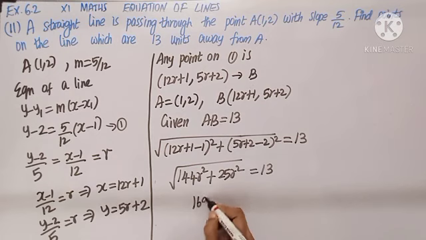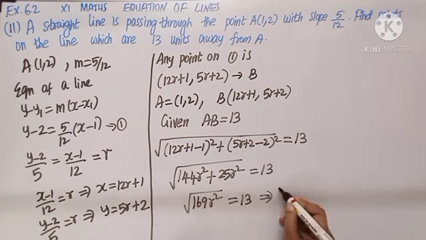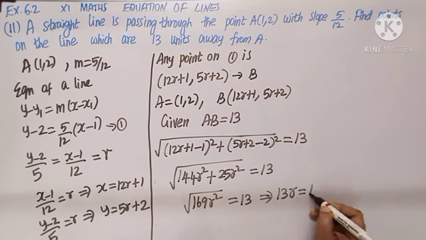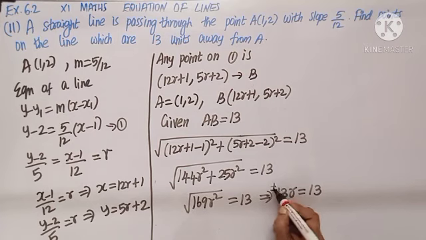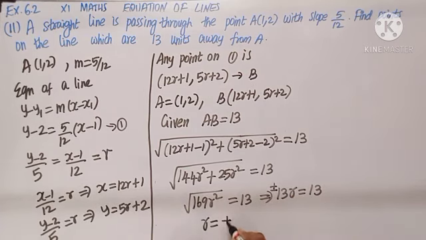Or 169R square, the square root is 13, tells me 13R is 13. Whenever I find a square root, remember to put plus or minus. Therefore, R equals plus or minus 1.